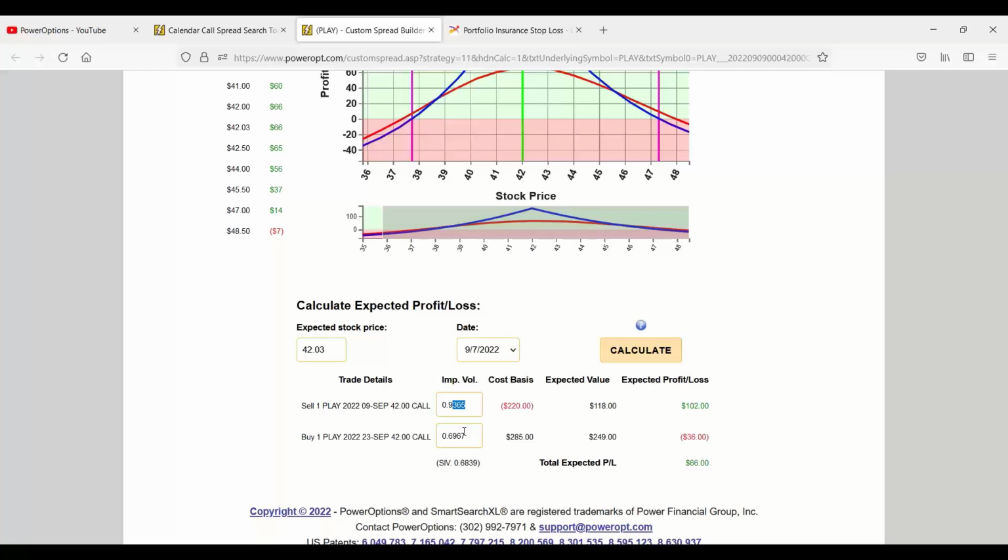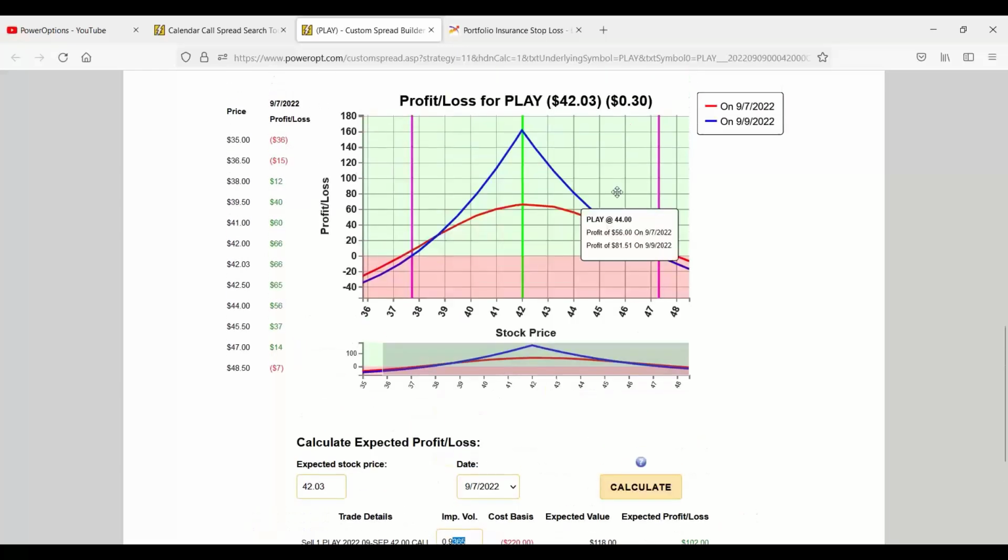Let's say the earnings come out and it's nominal. The stock moves up 2 or 3%. You're in a good profitability range. Remember, the profit you see on this chart is based on what the expected value of the options would be if the stock essentially is trading at this price, the peak price, and implied volatility remains the same.